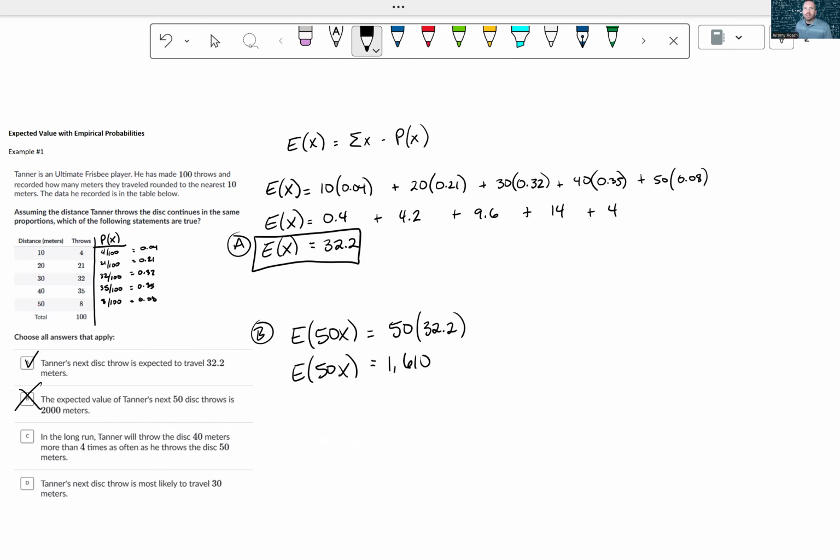Okay, and then for letter C, it says in the long run, Tanner will throw the disc 40 meters more than 4 times as often as he throws the disc 50 meters.